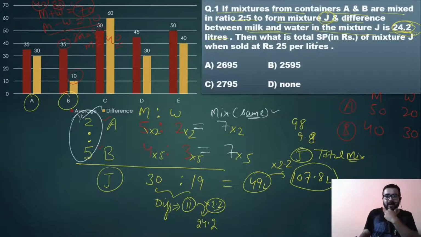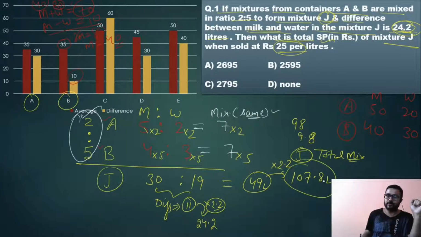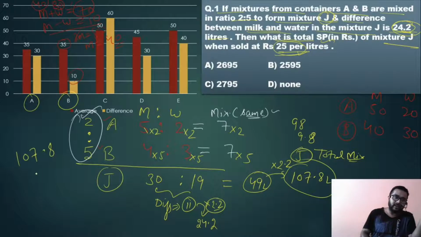Now you have asked what is the total SP, what is the total selling price of mixture J when sold at 25 rupees per liter. Now you have got the total quantity. Total quantity is 107.8 liter, and you know price of 1 liter is this. So can I say, if I multiply this 107.8 into this 25, I'm gonna get the total selling price, because selling price of 1 liter is this.